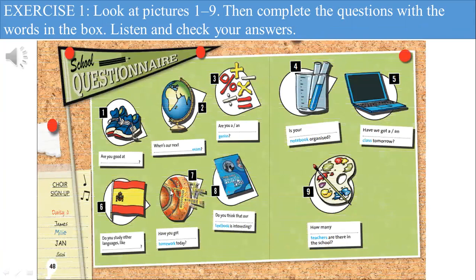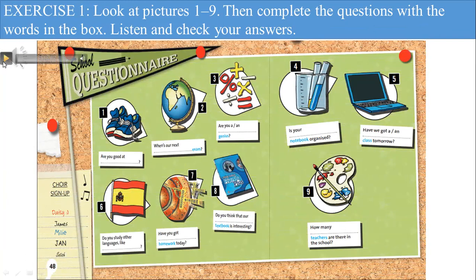Now, I have 9 questions, but they are incomplete. Now, I'd like you to complete the questions, then listen and check. Now, 1 minute for you to complete these questions. Okay, have you finished? Good.